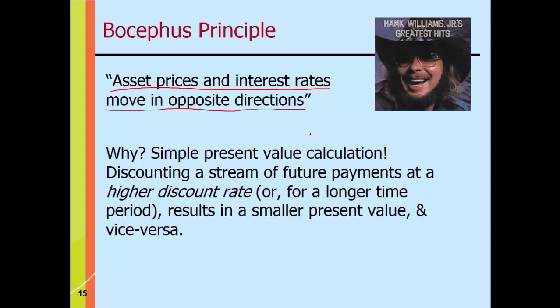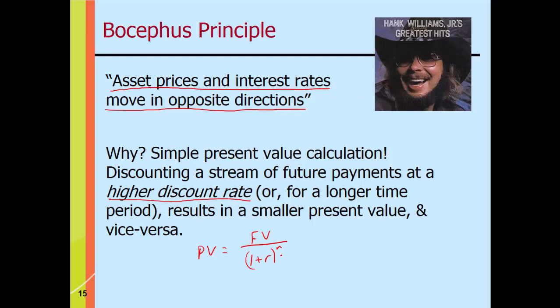And what's going on there? It has to do with the present value calculation of those assets. When we discount a stream of future payments at a higher discount rate, a higher interest rate, that results in a smaller present value, and vice versa. Remember the formula. Present value equals, let's just be really simple here, future value, future payments, divided by 1 plus r to the n.